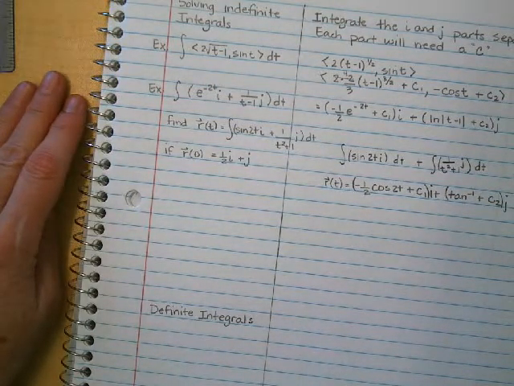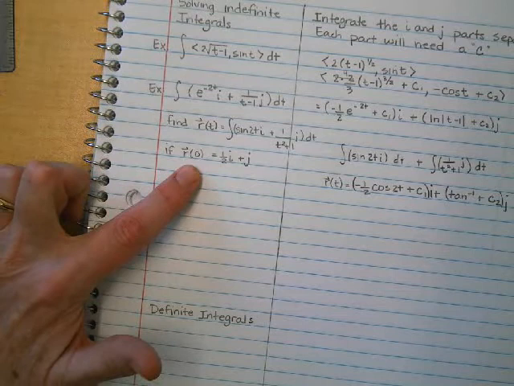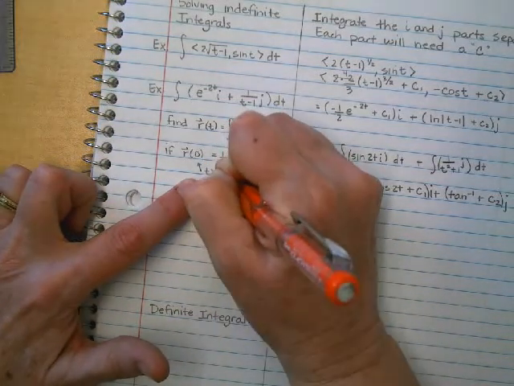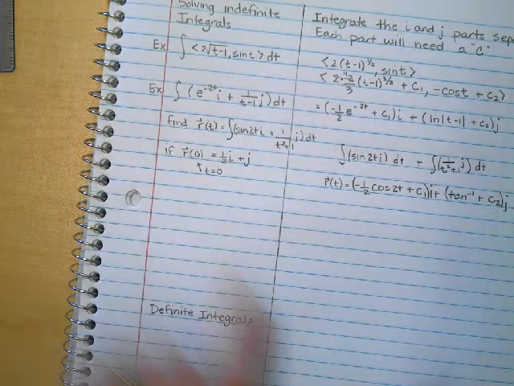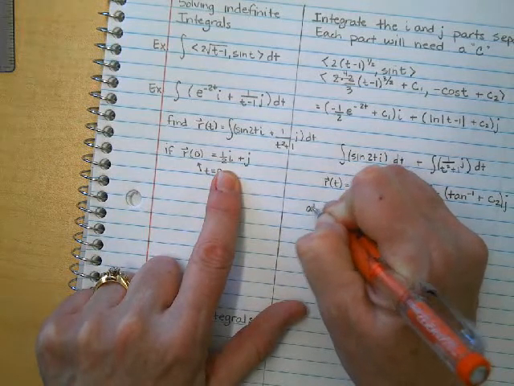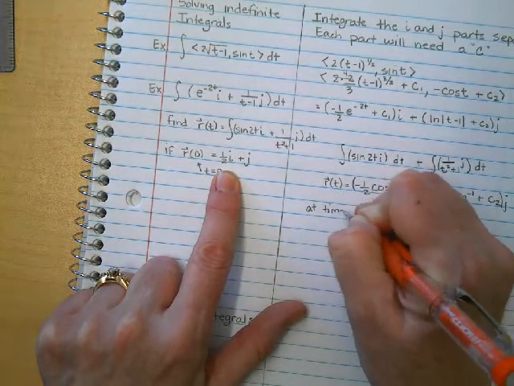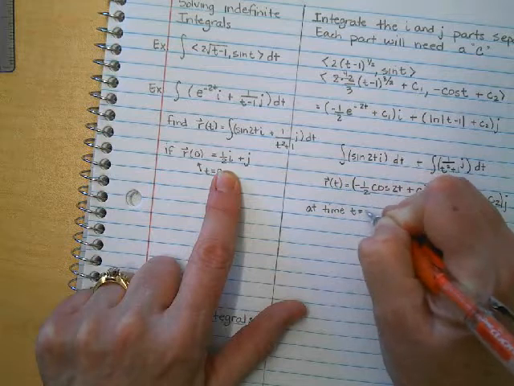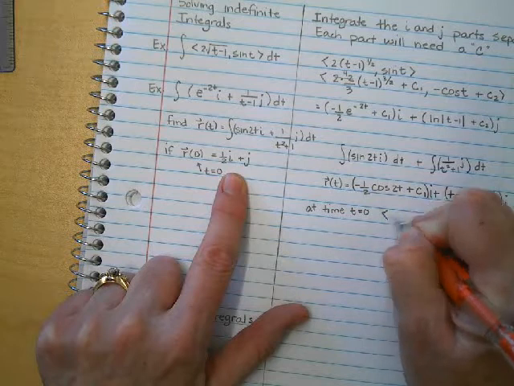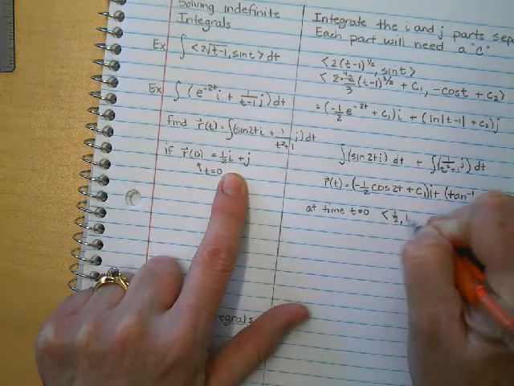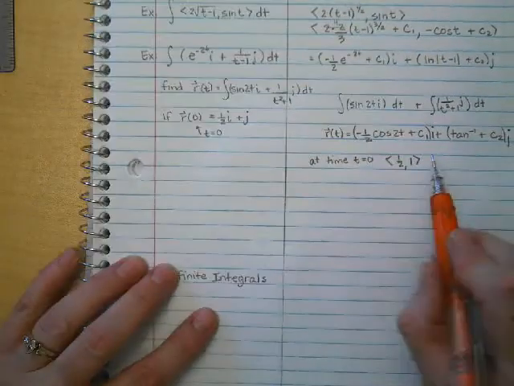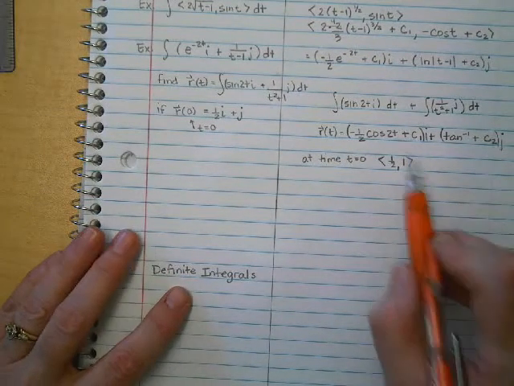So what I'm going to do is look at my initial condition. That 0, that's t. So at time 0, and I'll write it over here, at t equals 0, my initial condition is at 1/2, 1. Let's make that happen so we can find what these c values are.